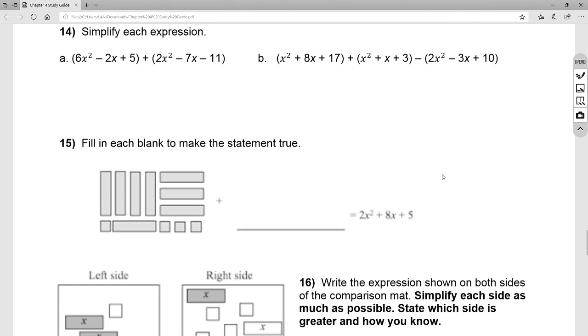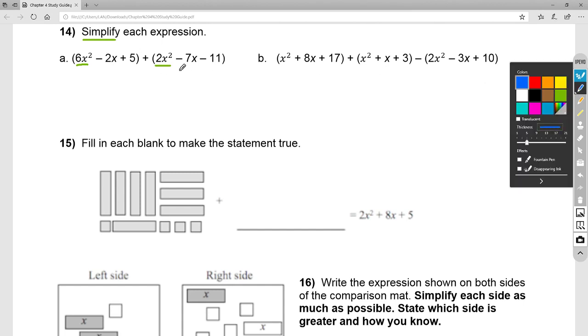And then for number 14, the one I want to focus on is A. Okay. So when we're simplifying expressions, it means we want to combine our like terms. So it's very helpful if you have a color to kind of color code our like terms. So we know x squares we can combine with other x squares, right? Our x's we can combine with our other x's. And then our 1's we can combine with our 1's.